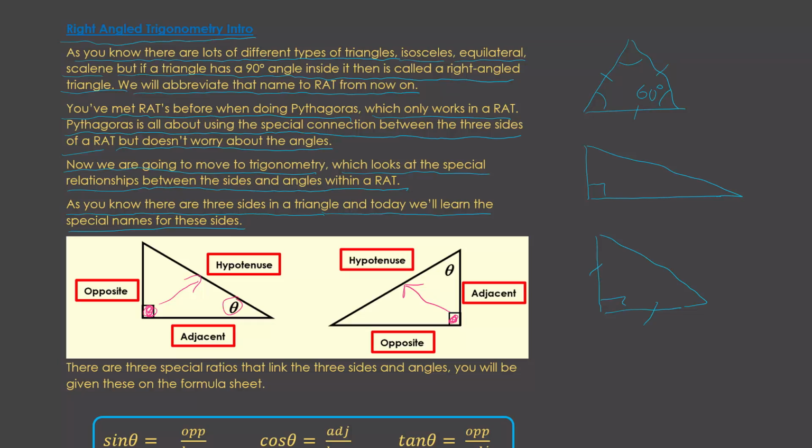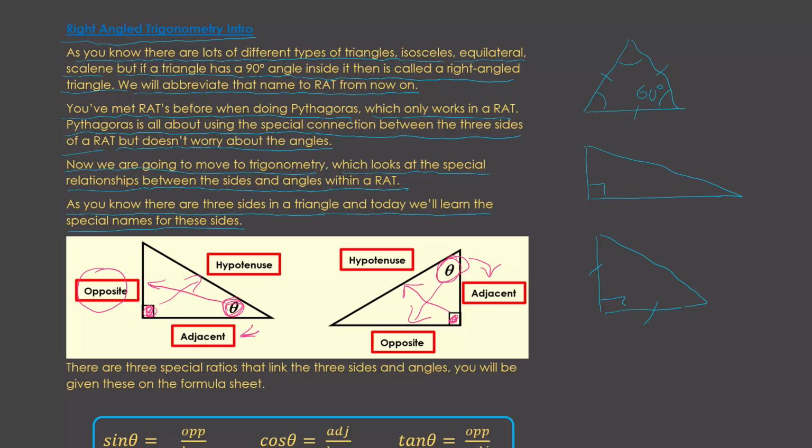Now, if we have another angle under consideration, then the side that is next to that angle is called the adjacent, and the side that is opposite that angle is called the opposite. If we switch to looking at the other angle, then still the adjacent is next to that angle, and the opposite is opposite that angle.